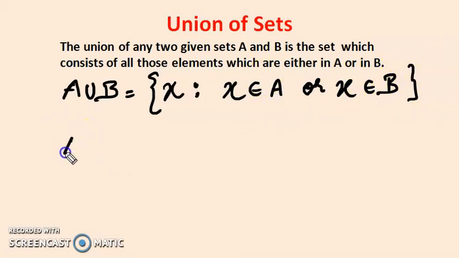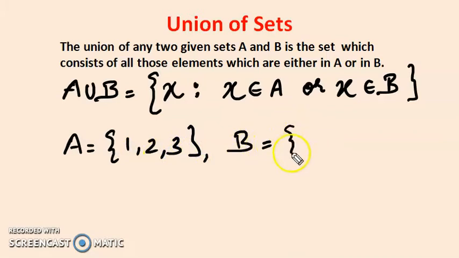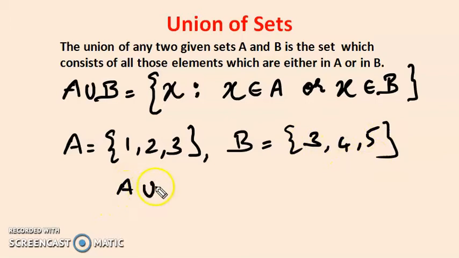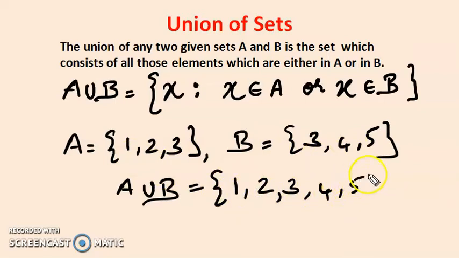Example: let set A be {1, 2, 3} and set B be {3, 4, 5}. Then what is A union B? A union B is equal to the elements which are present in set A and in set B. The elements which are repeated will be taken only once. So the elements in A union B will be 1, 2, 3, 4, 5. If you see, 3 is repeated in both sets, so it is written only once.